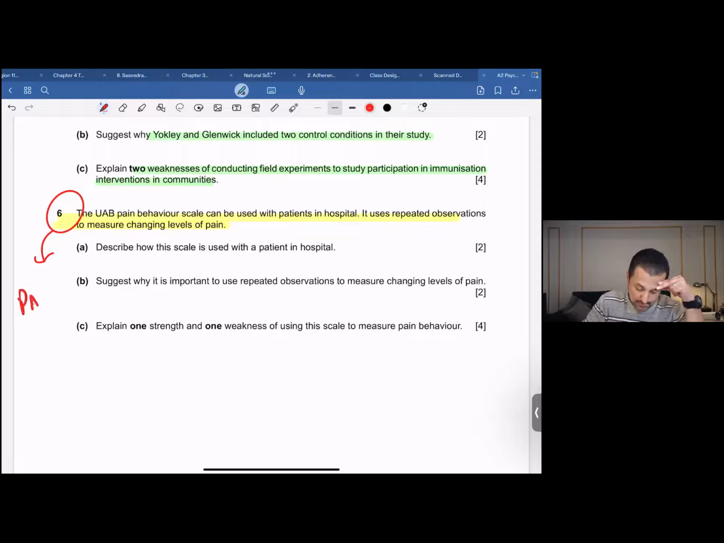unit pain. The question over here reads, the UAB pain behavior scale can be used with patients in hospital. It uses repeated observations to measure changing levels of pain. Describe how this scale is used with a patient in hospital. Suggest why it is important to use repeated observations to measure changing levels of pain. Explain one strength and one weakness of using this scale to measure pain behavior.